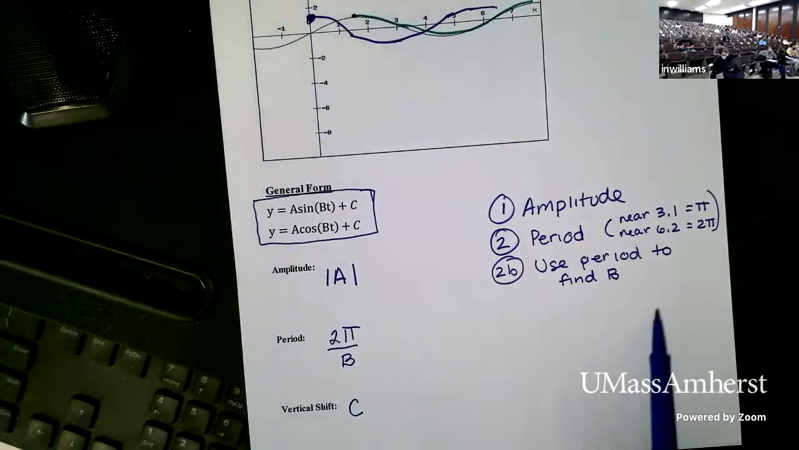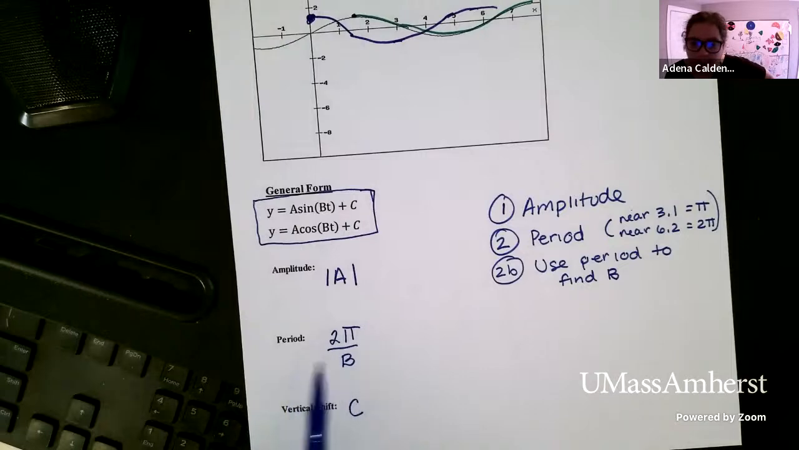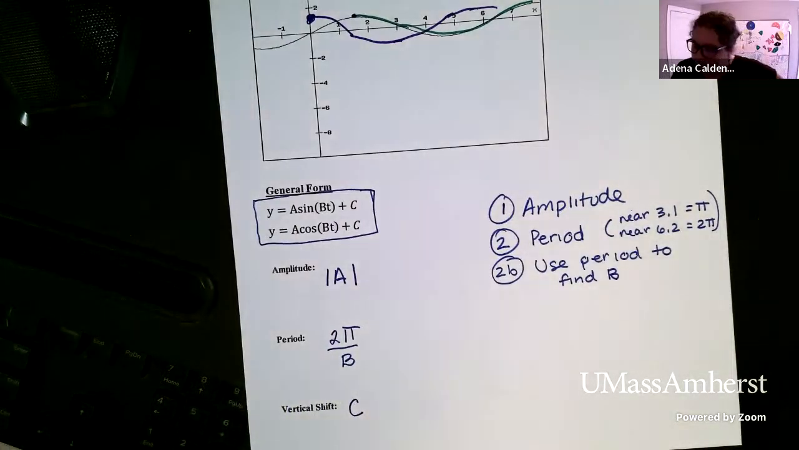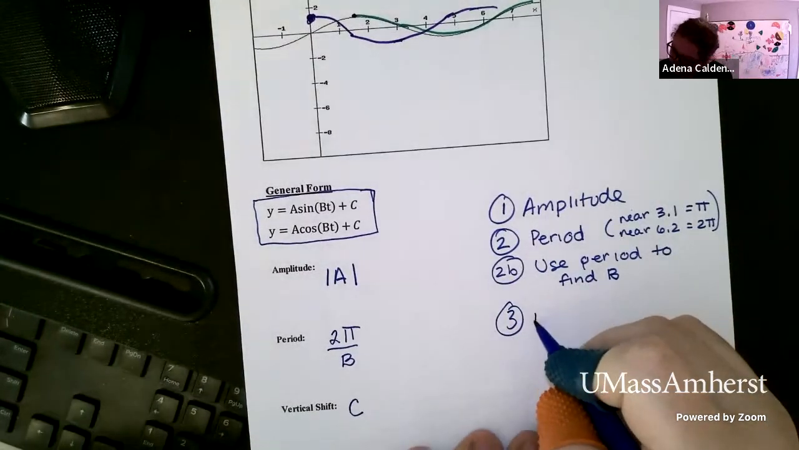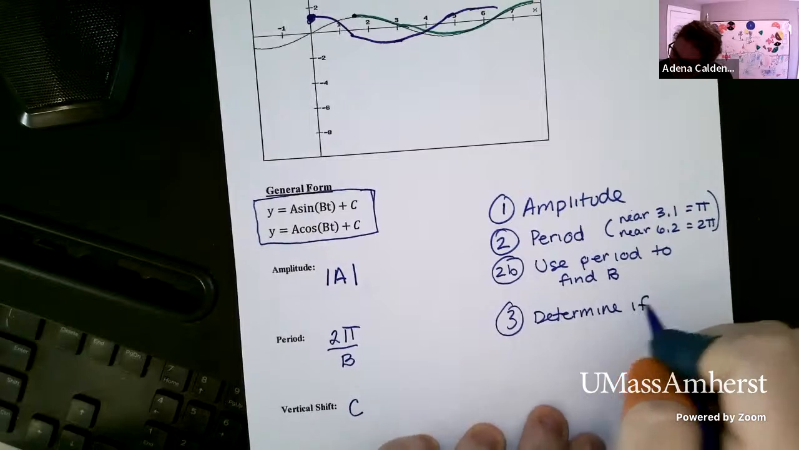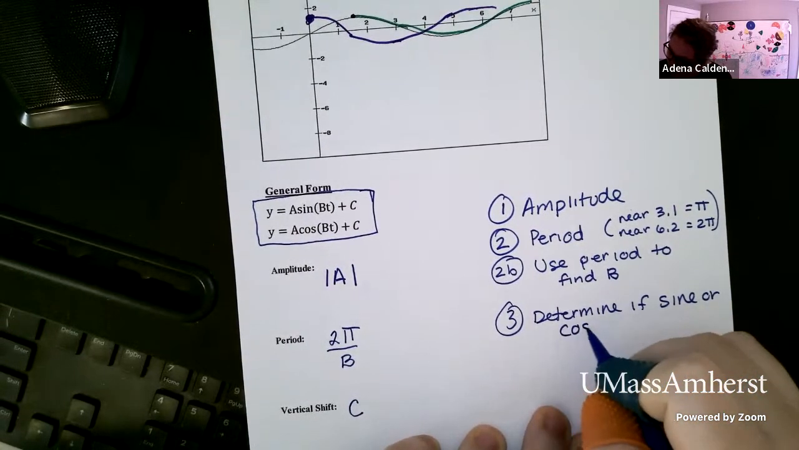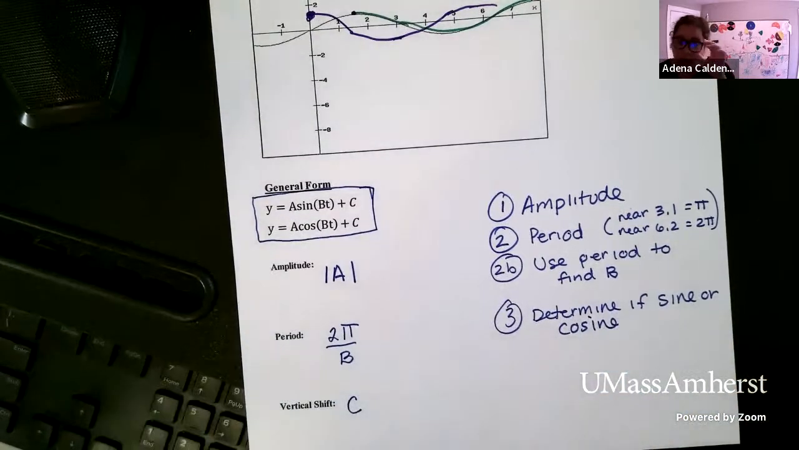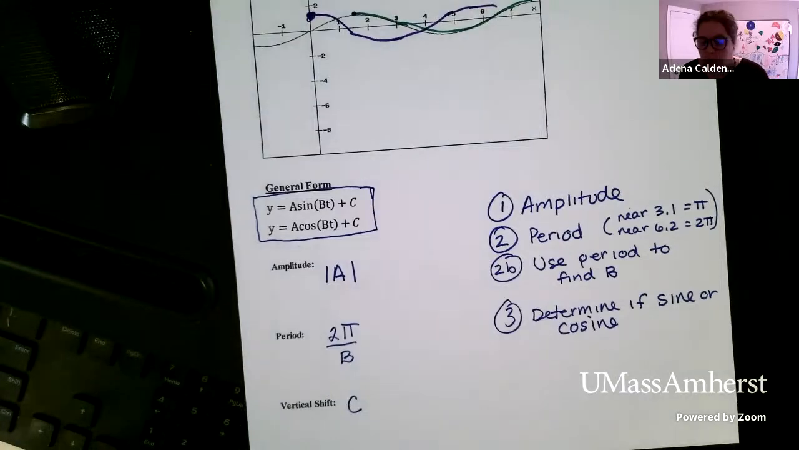Okay. So if the period is 2 pi, right, then we set this equal to 2 pi. We find that b is 1, something like that. Okay. We also need to determine if it's sine or cosine. So we need to look at the picture and say, is this a picture that I'm looking at of sine or cosine?